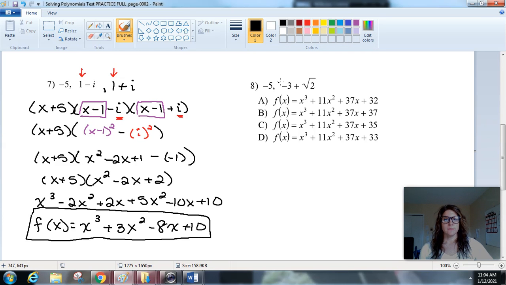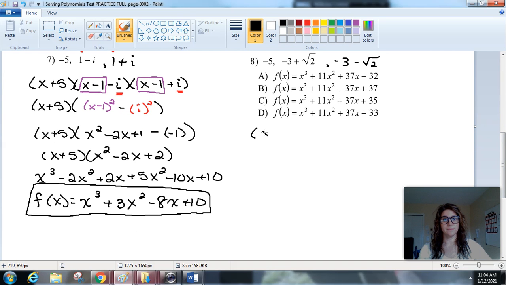All right, and the last one here, number 8. So you have -5 and then -3 plus radical 2. So I also have a -3 minus a radical 2. Okay, so again, when I go through and I set this all up, -5 comes from x plus 5. Now I have a -3 plus radical 2, so it's going to become an x plus 3. You change the sign of your integer value.